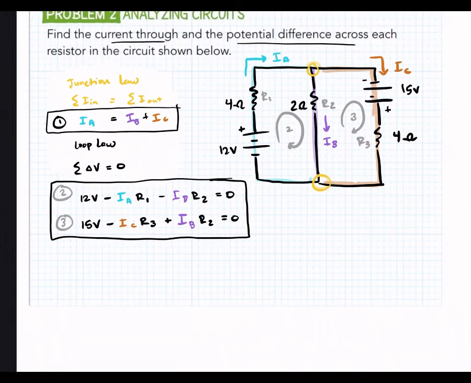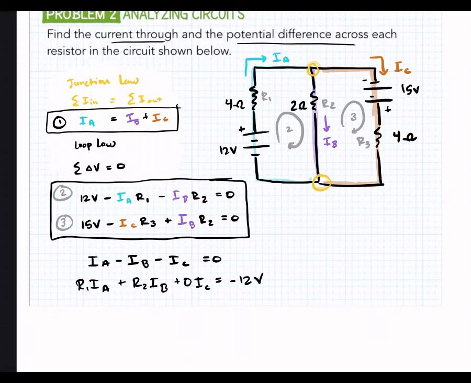So here, look, IA minus IB minus IC equals 0. Then over here, we're going to have R1 IA plus R2 IB plus 0 IC equals negative 12 volts. All right, and you'll see what I'm doing in a minute.